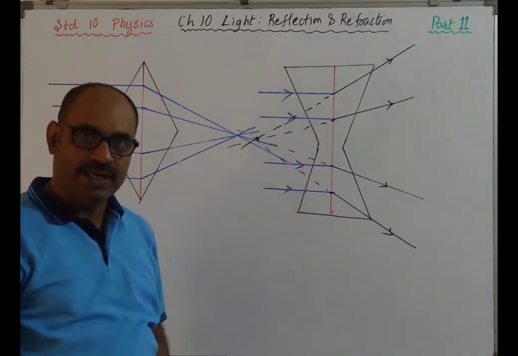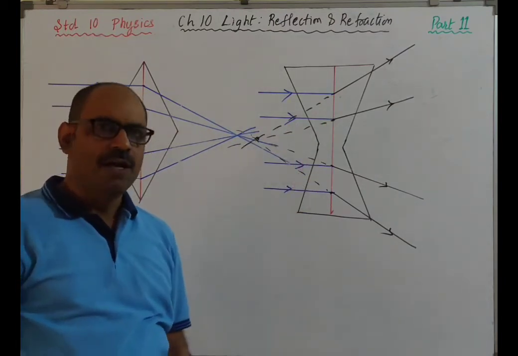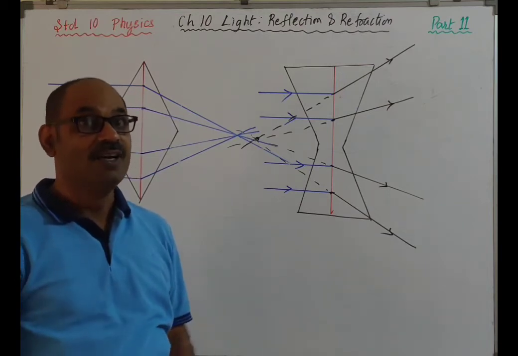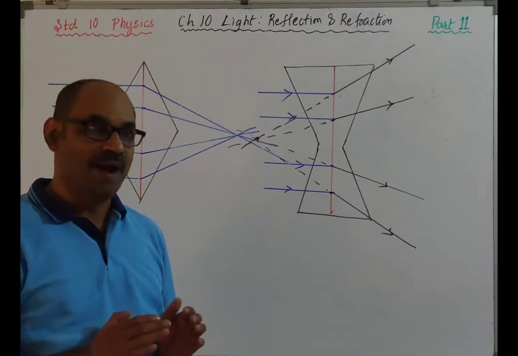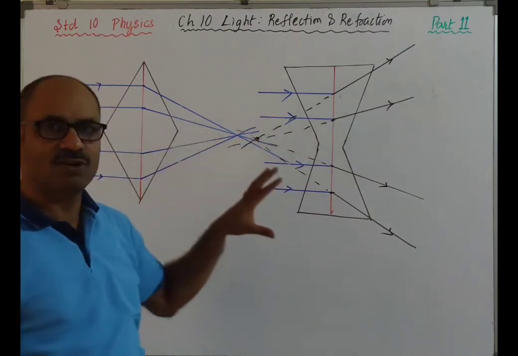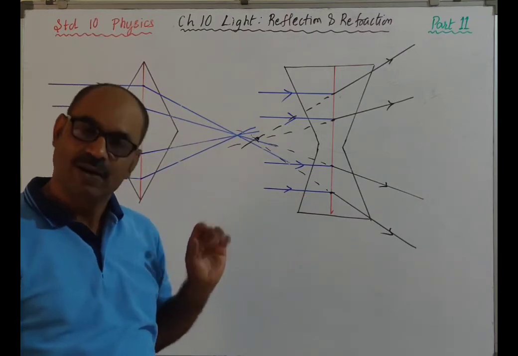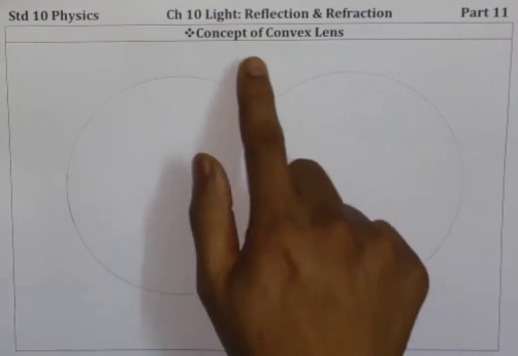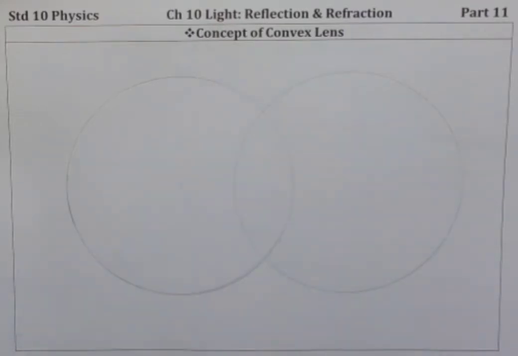All right? Okay. So children, now we shall see actually how the lenses are prepared. They are not exactly like this. I showed this to understand the basics of refraction. Okay? All right, children. So let's see the concept of convex lens. Exactly how that lens, which has spherical surfaces, is formed.